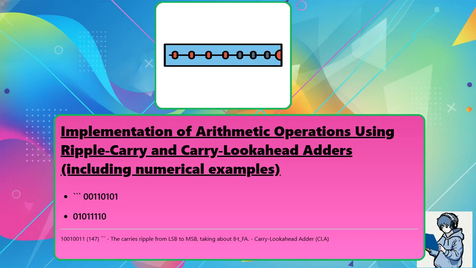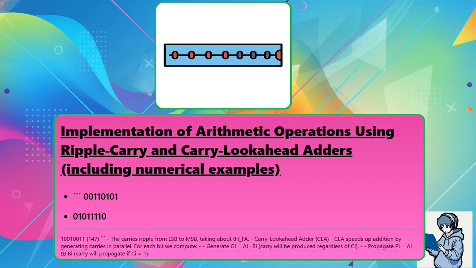Carry lookahead adder, CLA. CLA speeds up addition by generating carries in parallel. For each bit we compute: Generate G_i equals A_i AND B_i. A carry will be produced regardless of C_i. Propagate P_i equals A_i XOR B_i. A carry will propagate if C_i equals 1. The carry for bit i plus 1 is C_(i+1) equals G_i plus P_i AND C_i.